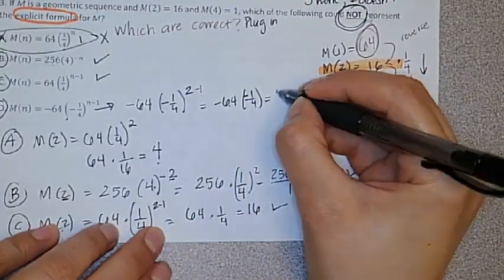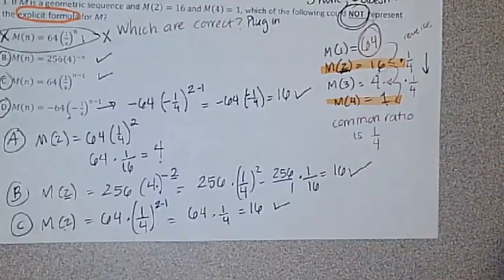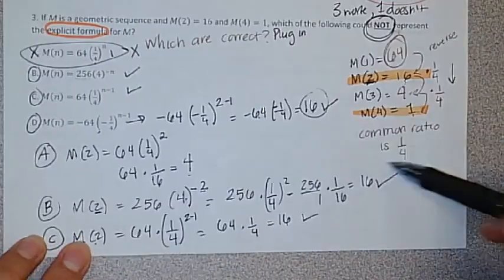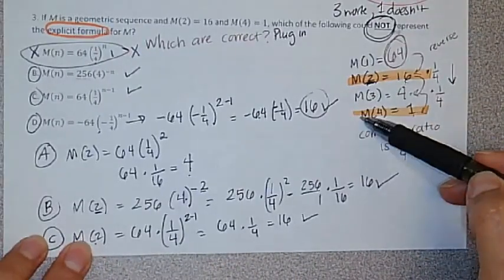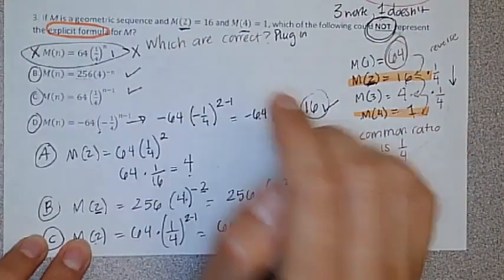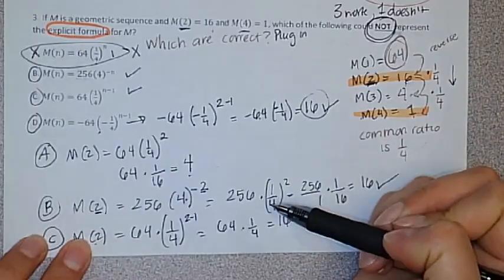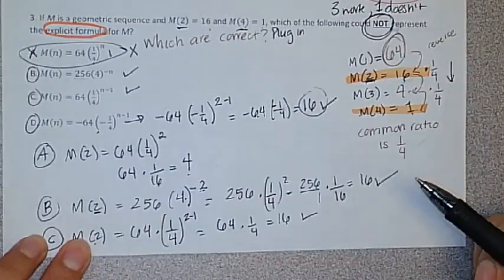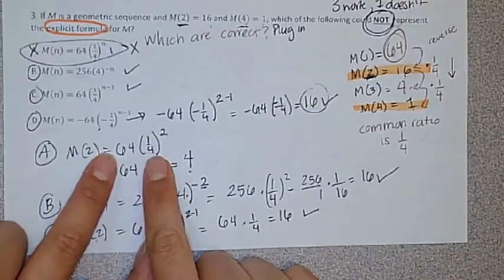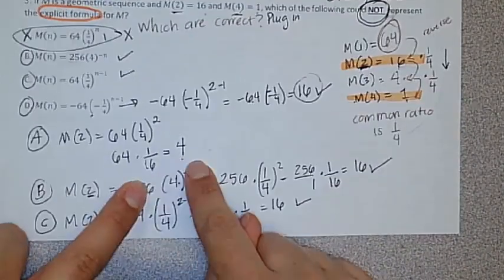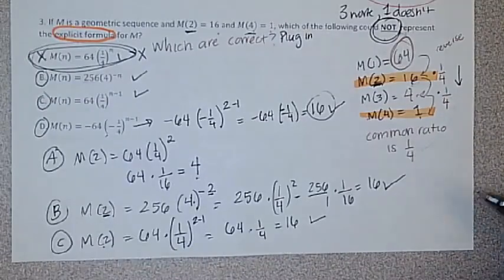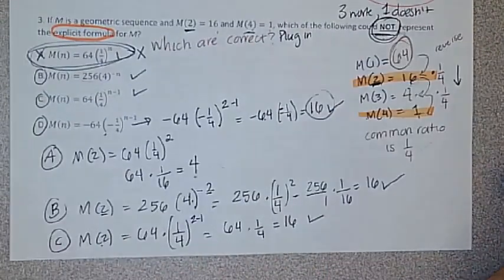So negative times a negative is a positive, so this one also works. So apologize for the announcement. So all of them, you didn't really need to do this part. All you needed to do was plug in one of these, either the 2 or the 4. And if you got the 16 when you plugged in the 2, if you got the 1 when you plugged in the 4, then those work. As you notice, letter A, it didn't work. When I plugged in 2 for n, it gave me 4 instead of 16. So that's the one that does not work. So that's why I chose A, because remember I was looking for the one that doesn't work.